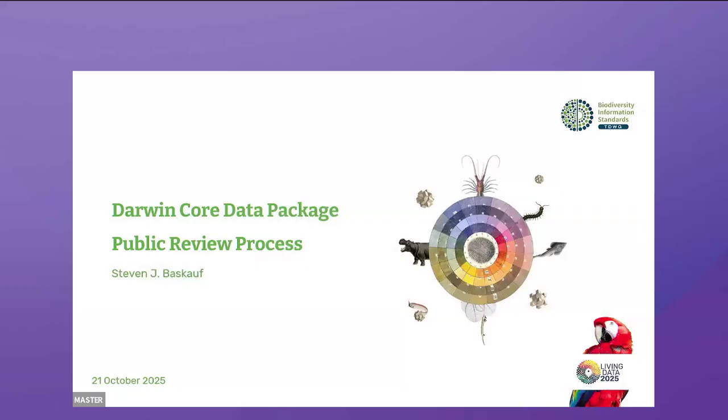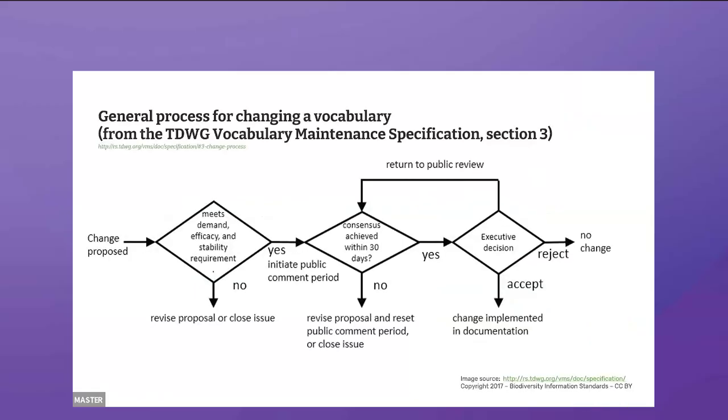I'm Steve Baskoff, the convener of the Darwin Core Maintenance Group. In that role, I'm responsible for overseeing the management of the public review of the Darwin Core Data Packages proposal. Some of you may have participated in past reviews of proposed changes to Darwin Core vocabularies. For those who haven't, I will briefly summarize the general change process, then explain how the process for this review differs from past reviews.